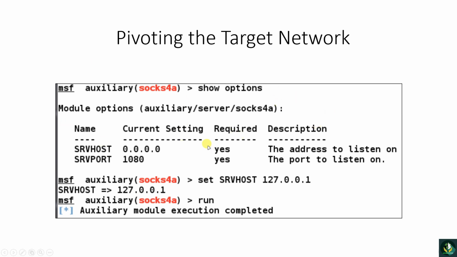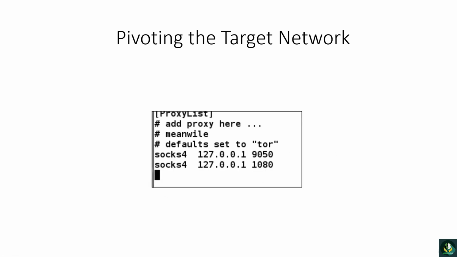So SOCKS4, this is the target, and the target is using this one. In order to launch the SOCKS server, we have to set the SRVHOST as this. This is the default SRVHOST, and the SRVPORT as 1080. So as you can see in here, we just set all of those to default.